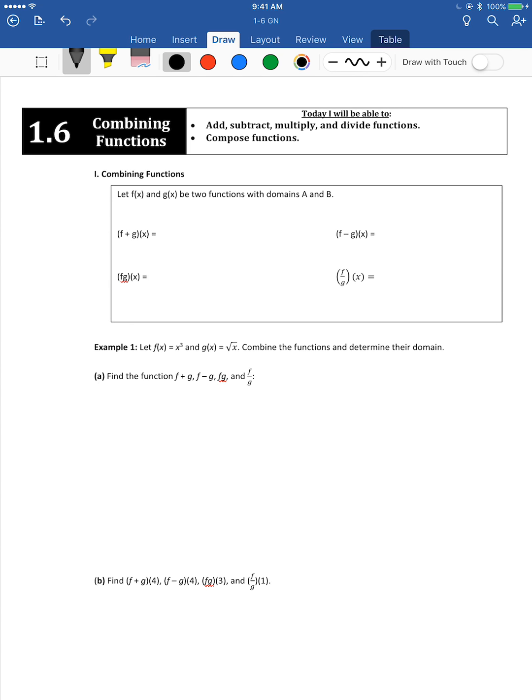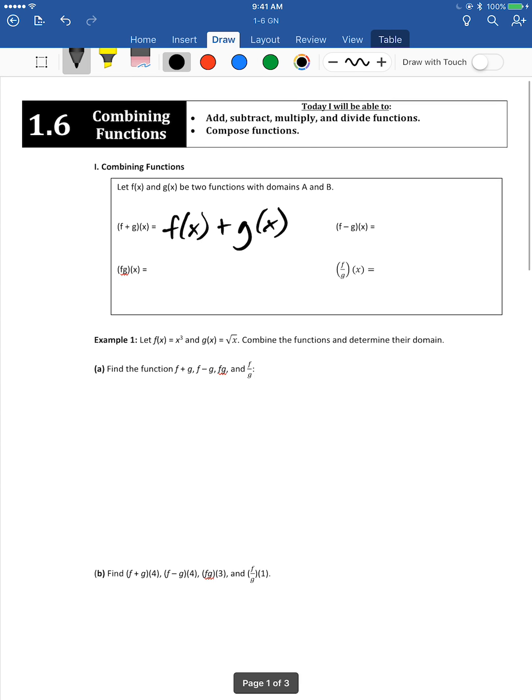Let f and g be two functions with domains A and B. So for f plus g of x, we define this as just f of x plus g of x. So why might we want to add two functions like this, or subtract, or divide? There's a lot of different situations. The most practical that I can think of is perhaps you have two different jobs. Each job pays a different rate, so that's your two different functions, and then you want to add them and find out what your total pay will be. So, super easy, just add the two functions together.